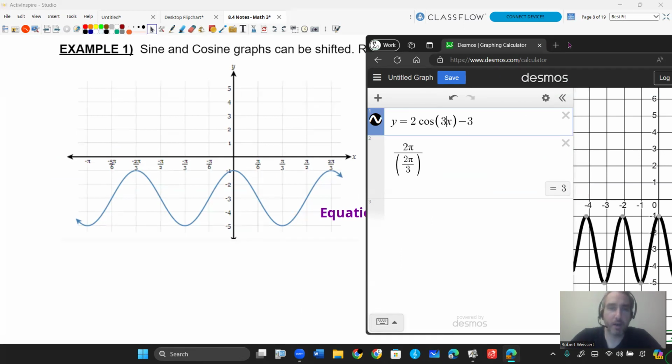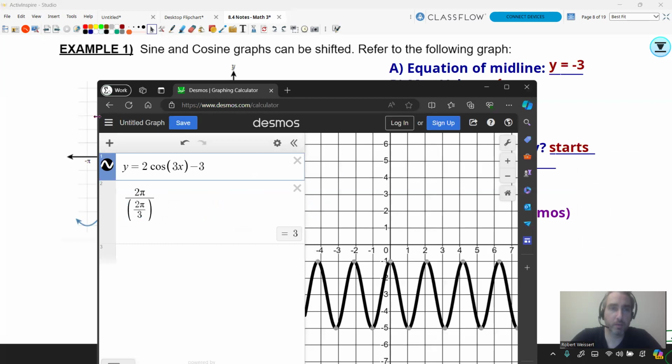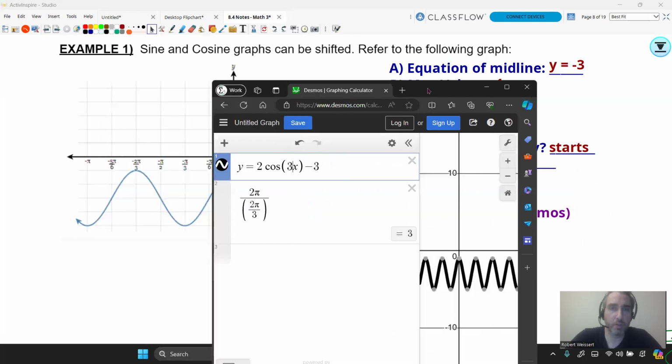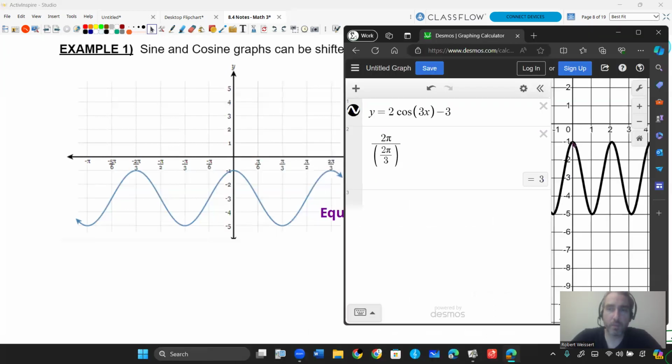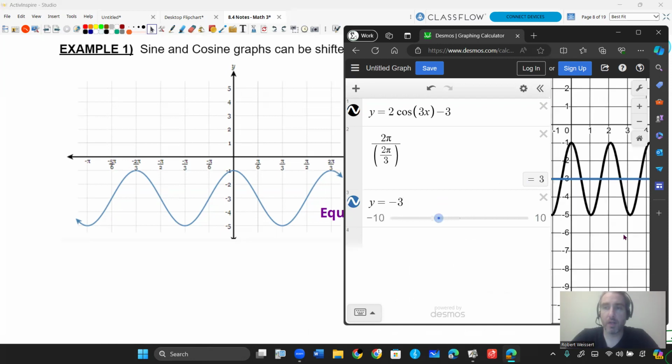Now, it's kind of hard to see there, so I'm going to make it a little bit smaller here. I want to show you that if you look at that next peak here, it repeats itself at 2 pi over 3, which is exactly what this drawn graph does. So we have our minimum at -5, our max at -1. For our midline, you can even type y equals -3 to get that midline in there if you need to. And you can see that period is equivalent to what's on here.